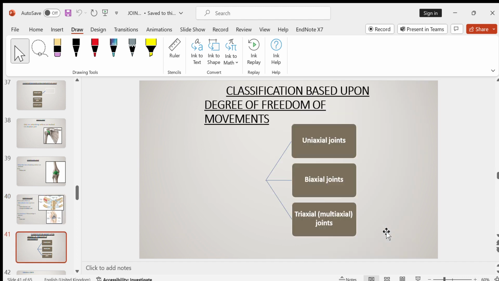The next classification is based upon the degree of freedom of movement. So the movement may be in one axis, it may be in two axes, or it may be in three axes. So the joints are uniaxial, biaxial, or triaxial. The three axes of movement are the vertical axis, the transverse axis, and the anteroposterior axis.